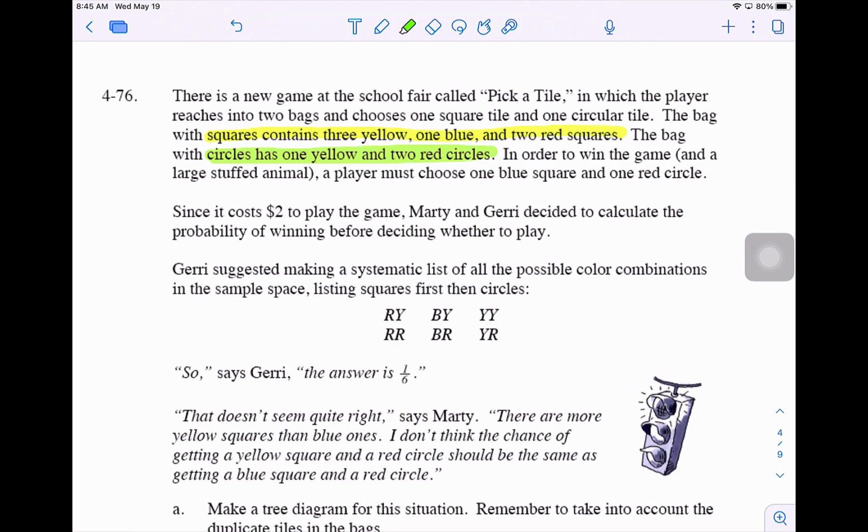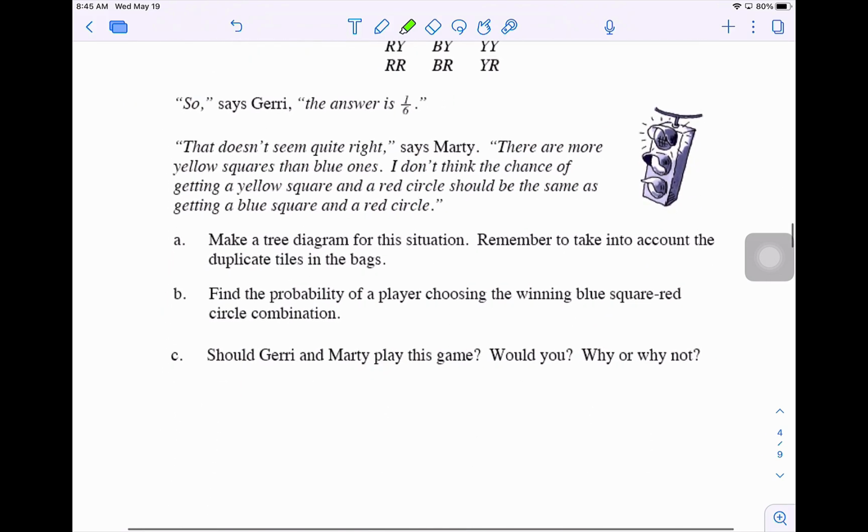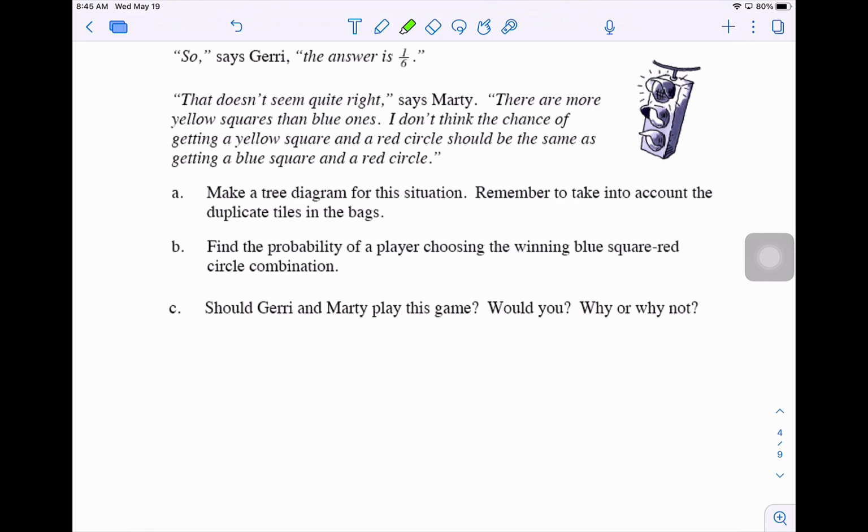Okay. The reasoning behind it is, yeah, you can put together the color combination, but there's not just one of each in there. So we have to account for that. That's going to change the probability. We can't just go on the colors. We have to also go with how many of those there actually are in the bag. So what they want you to do is make a tree diagram for the situation, and then we'll put the probabilities in, and that's where we can account for there being more than one.